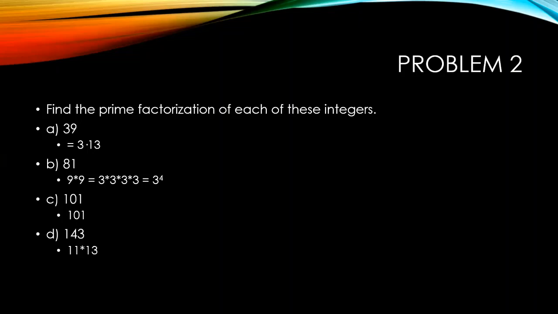So this is okay now. So we're going to check if the factors are prime numbers. 3 is a prime. 13 is a prime. So therefore, this is the prime factorization of 39. So that will be our answer.